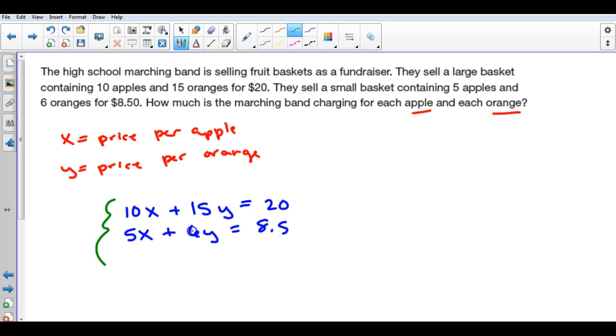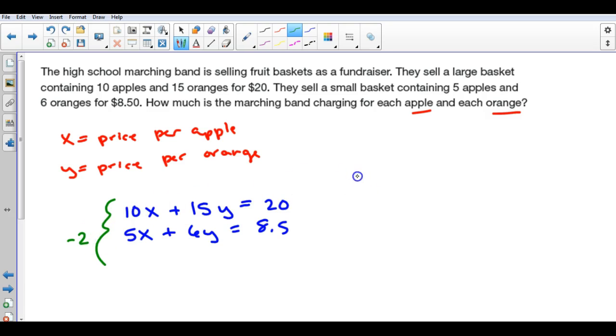Take a look at these two. Notice that there's no whole number that I can multiply 6 by to get to 15. So I'm going to have to eliminate my x's here. What is going to eliminate with a positive 10x? That would be a negative 10x. So what would I need to multiply this bottom equation by to eliminate? And that would be a negative 2.